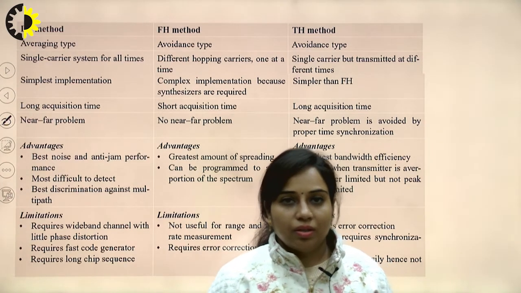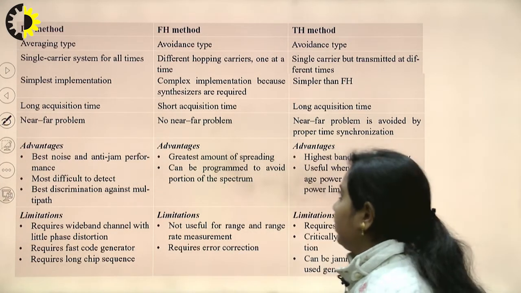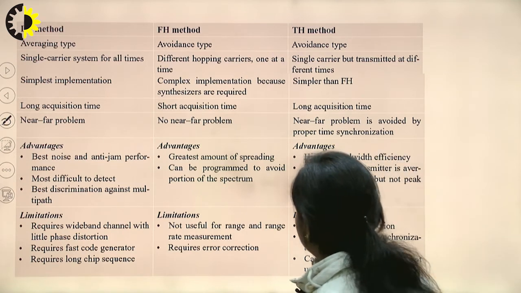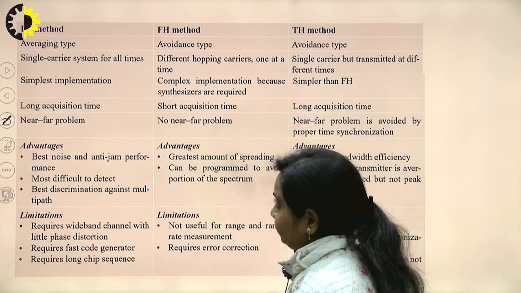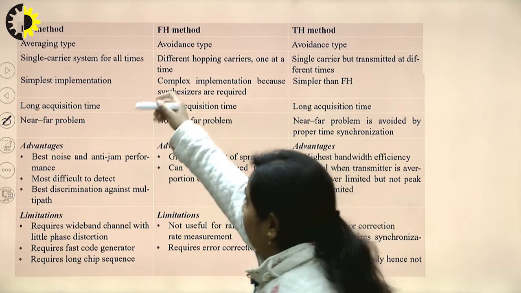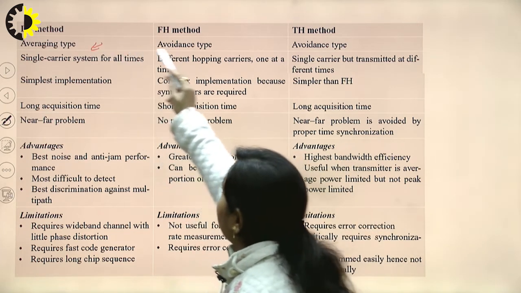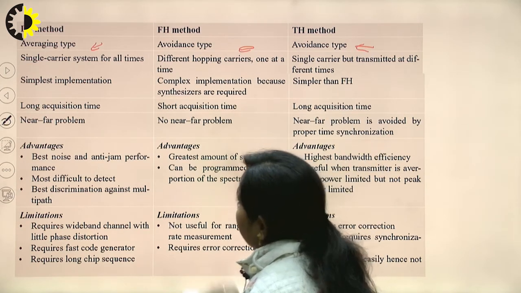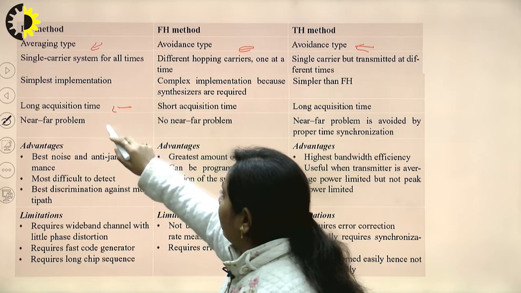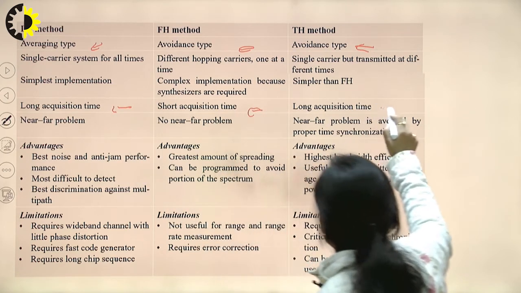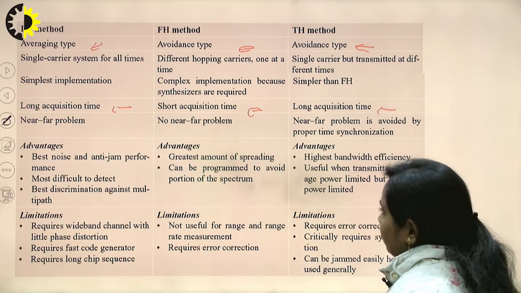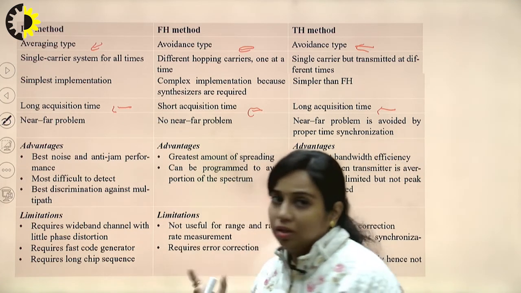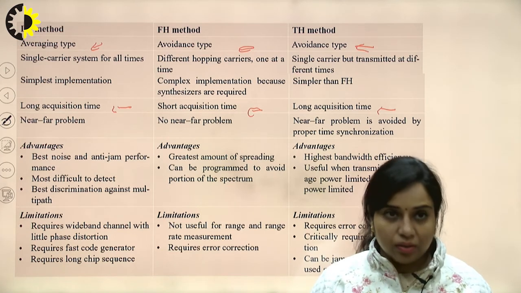Now this table is showing the difference between the DS, FH and TH systems. As mentioned in the previous slide, the DS system belongs to averaging type, and FH and TH belong to the avoidance type. This is used for a long acquisition system, this is used for a short one, and likewise this is used for a long acquisition system. These are the advantages and limitations of the different models.